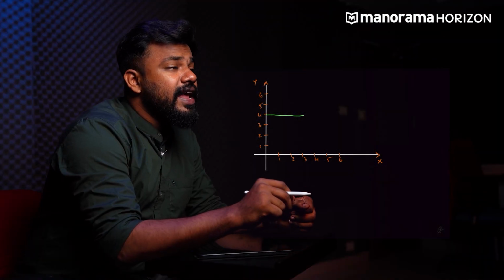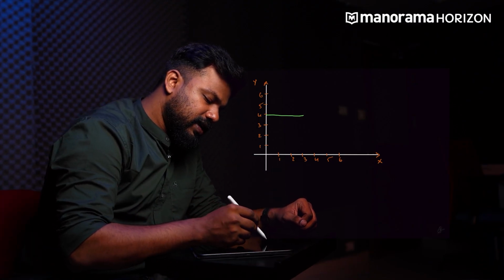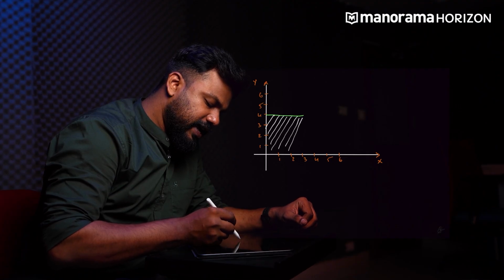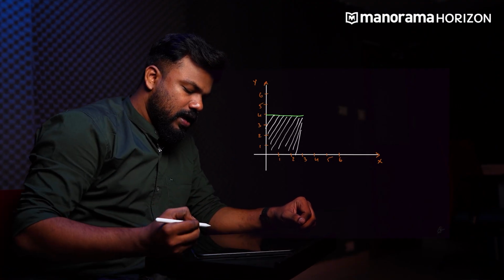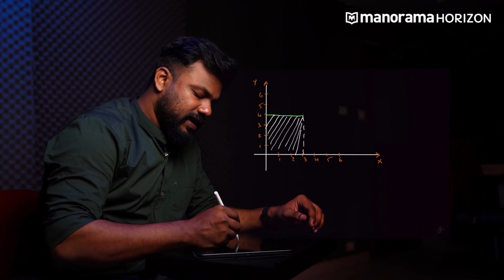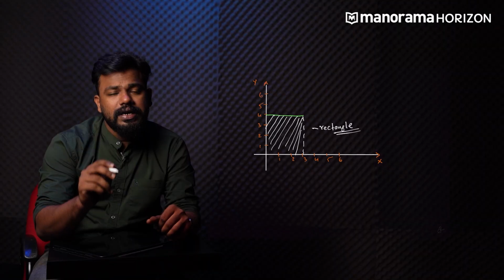Take this as a graph. Now what will be the area under this graph? If I shade this area under the graph, it is going to look like this, right? This is the area under that green line that I have drawn. This line is enclosing what? A rectangle. Is it enclosing a rectangle? Yes, it is enclosing a rectangle.